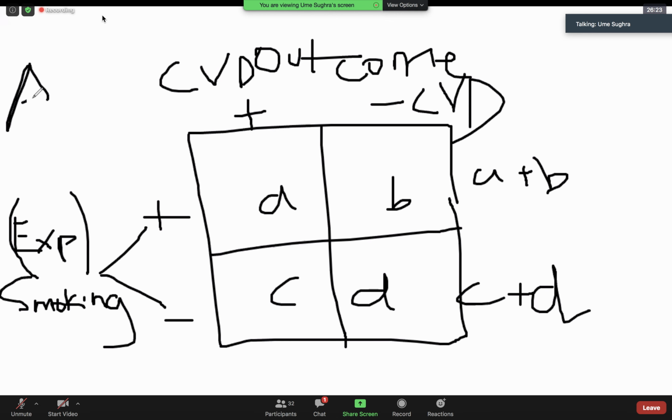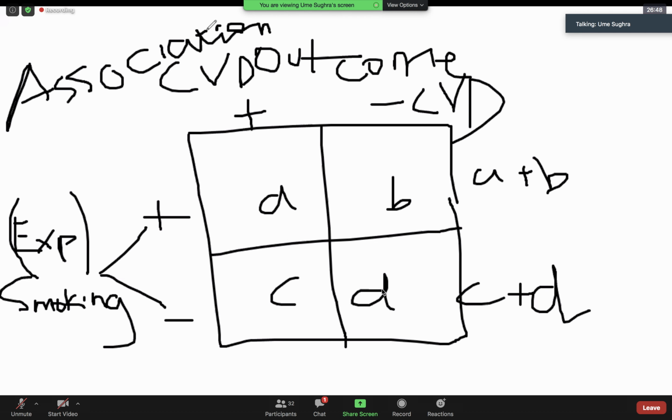So how do we calculate associations? We calculate associations by making a 2 by 2 table. And how do we make that? This we have seen, that we need to make 2 columns and 2 rows. The exposure status is written on one side and the outcome status is written on the other side. And we also call it a contingency table.